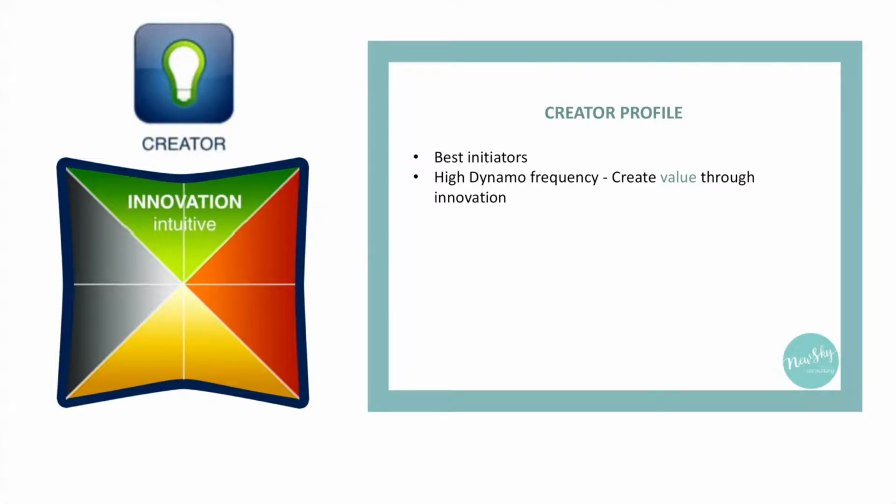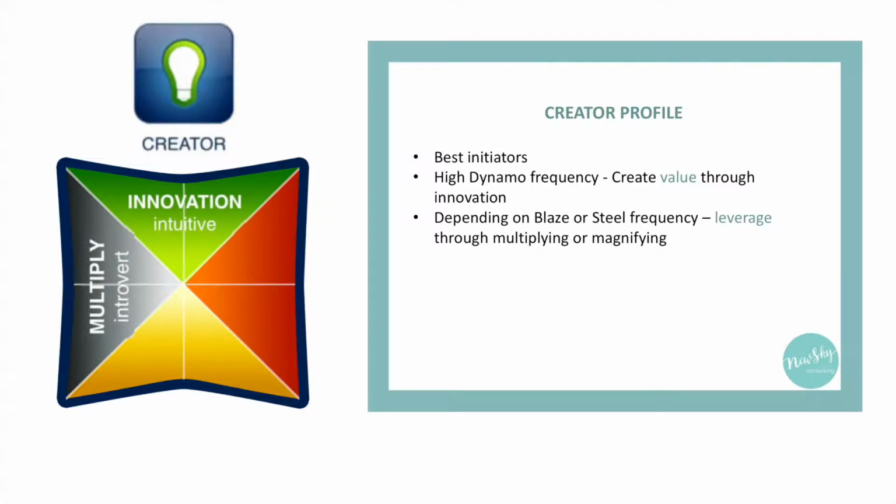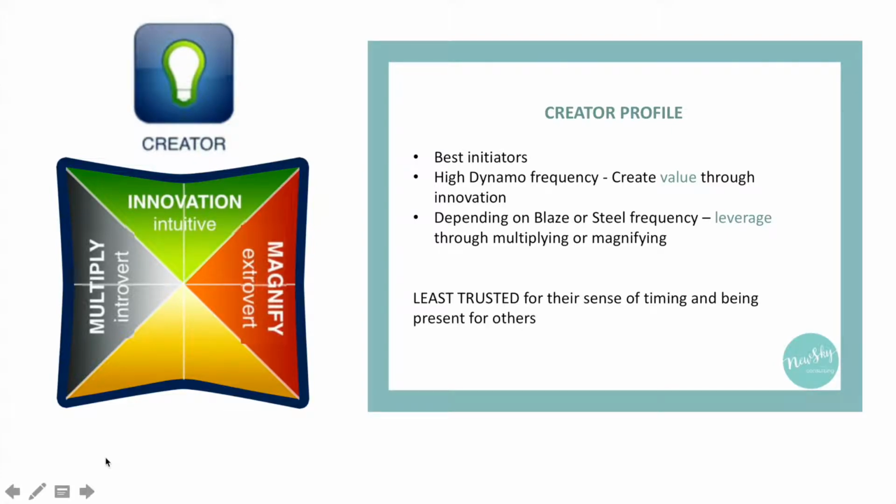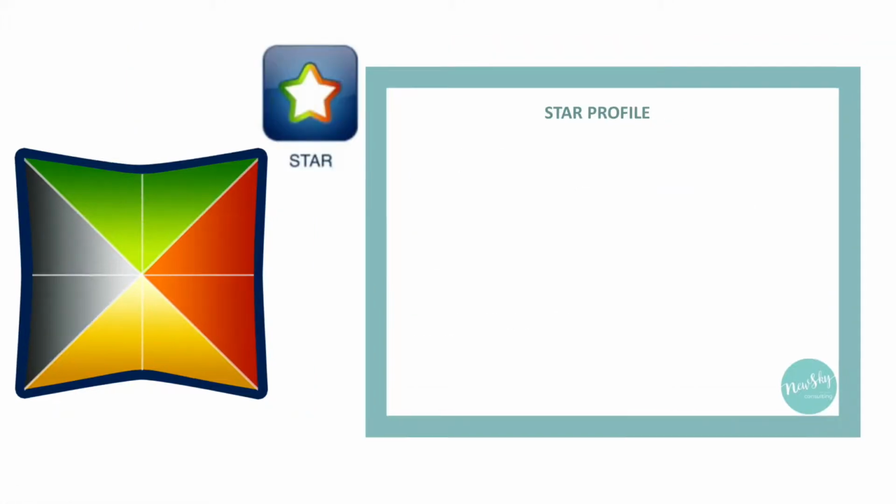And when in flow, they're trusted most for their innovation and their initiative. Now, depending on whether they have more blaze or steel frequency, they will most naturally leverage through magnifying or multiplying their value. They are least trusted for their sense of timing and being present for others. The next profile is our star profile.